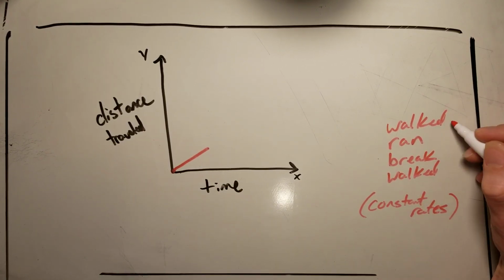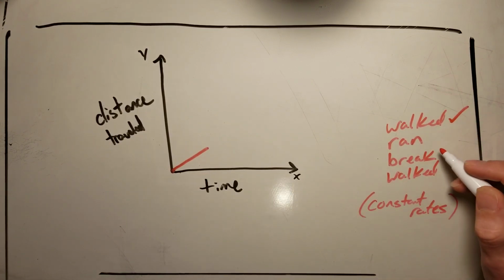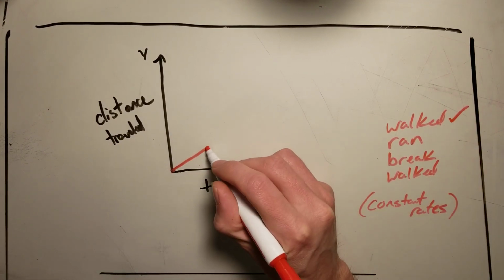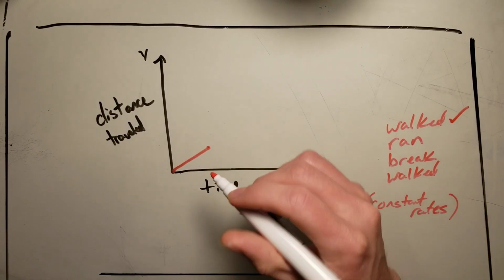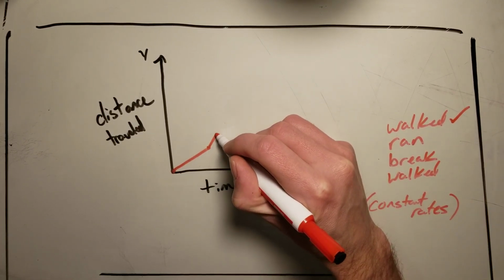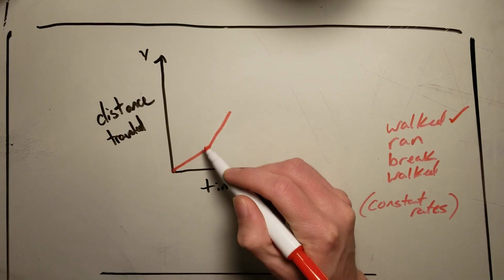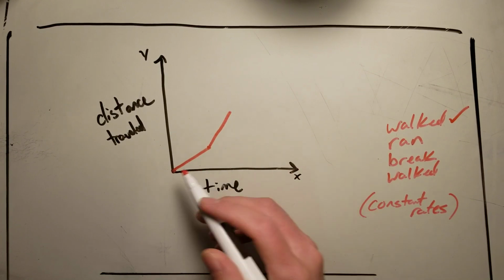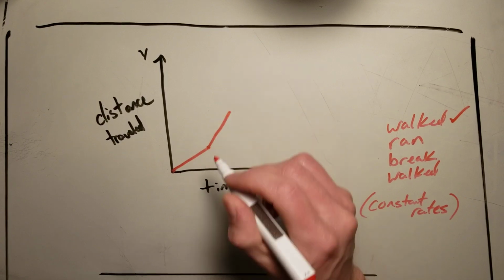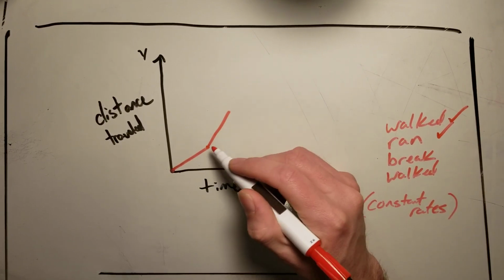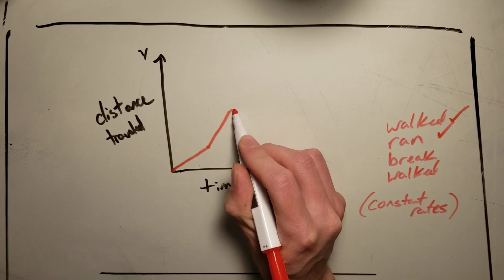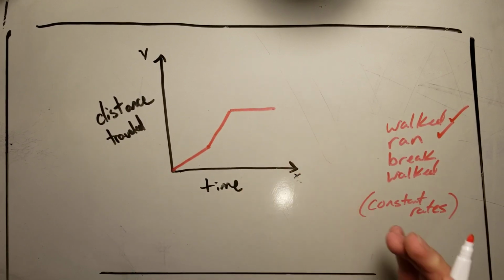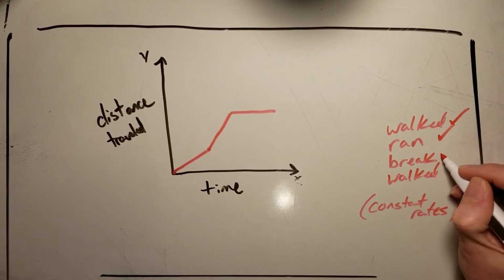And then they decide after walking, that's the first part, they decide that they're going to now run. So at this point, they're going to increase their rate. So it's going to become a little more steep, meaning they're covering more distance more rapidly than over here. So a steeper slope. This would be the running part of the graph. Now they take a break, so they are going to stay constant. Their distance traveled is not going to go up or down. They're just taking a break.